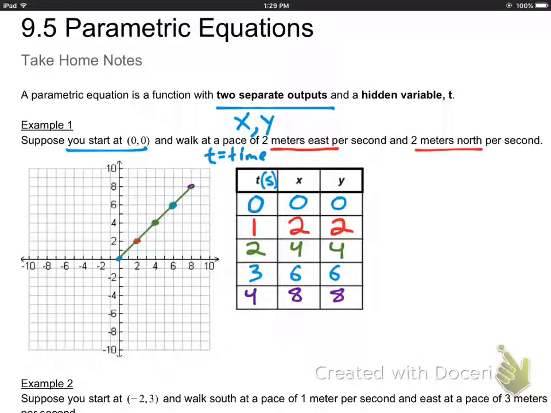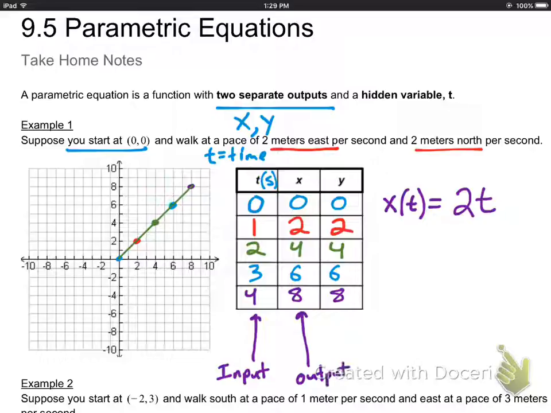So we'll connect those. The equations from this situation, we write in terms of x and y being the output. So here I'm writing x as a function of time, where t is the input. And so the equation is 2t. If you plug in 0, you get 0. You plug in 4 at the very end there, you get 8, just like we calculated. So input is there, output's there, 4 and 8.